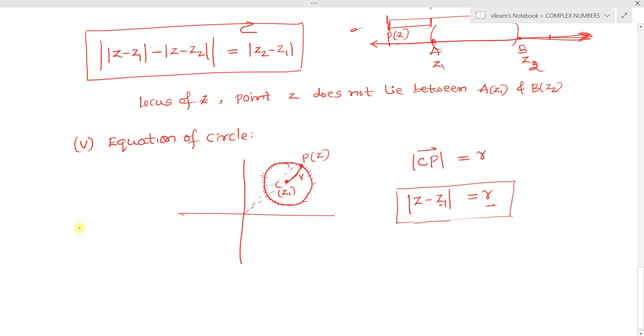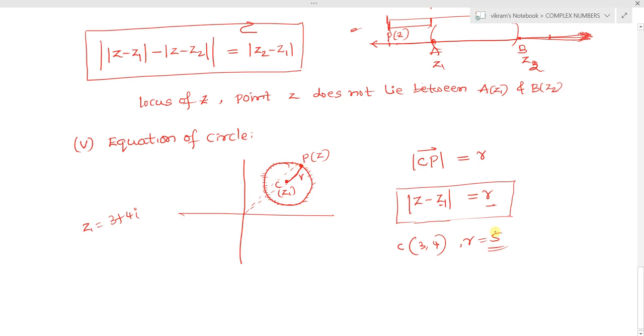For example, if Z1 equals 3 plus 4i, that means the center of this circle is (3, 4) and the radius is 5. The radius is 5, the distance from the center to the point P, we obtain CP equals 5.